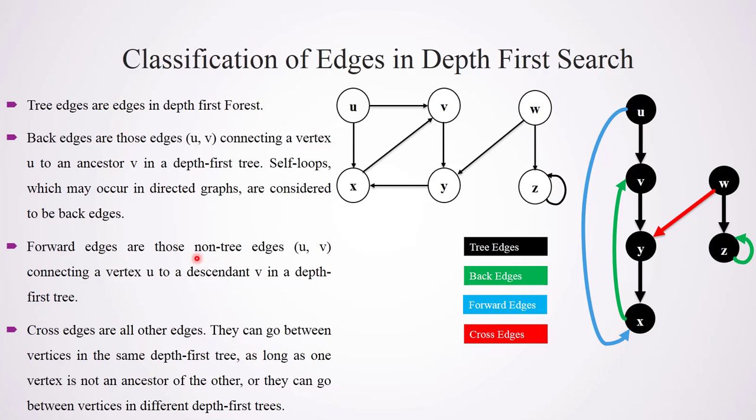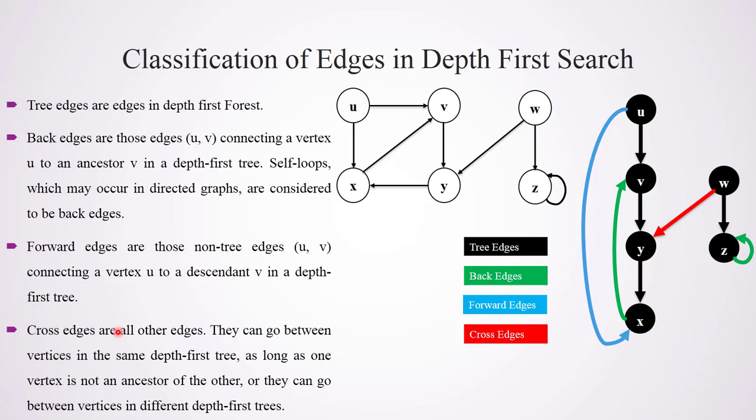Forward edges are those non-tree edges (u, v) connecting a vertex u to a descendant v in the depth first tree. So here x is the descendant and u is the predecessor, or the ancestor. In the input graph we have an edge from u to x. Such edges are called forward edges. One more type is there.